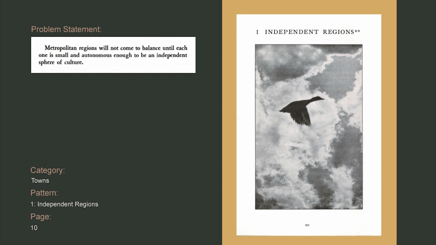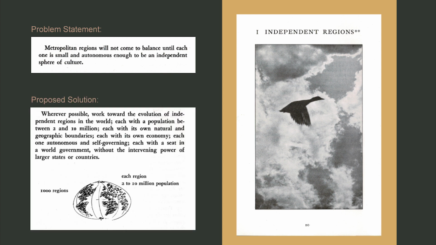This pattern promotes that urban centres need to be self-sufficient culturally and socially while enjoying a decentralised form of government. This, according to the authors, makes a healthy mix of residential, commercial, and recreational areas. The proposed solution is this. Wherever possible, work towards the evolution of independent regions in the world, each with a population between 2 and 10 million, each with its own natural and geological boundaries, and each with its own economy, each one autonomous and self-governing, without intervening power of larger states or countries.